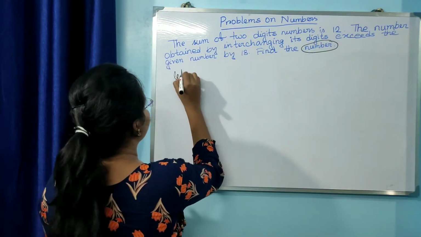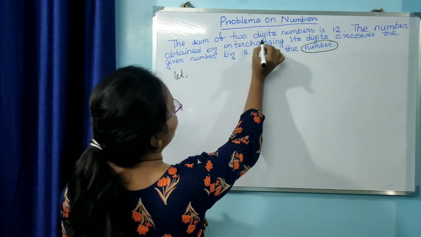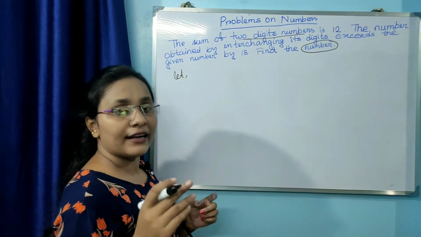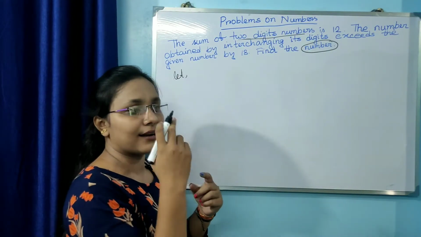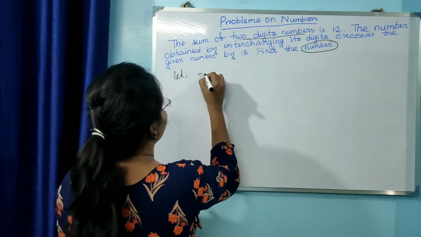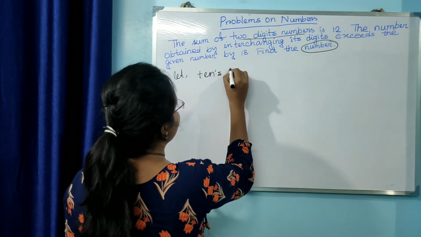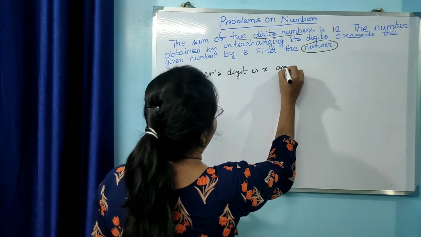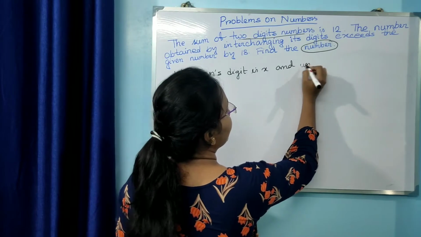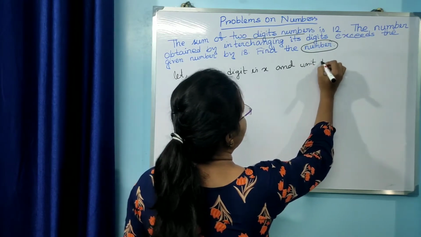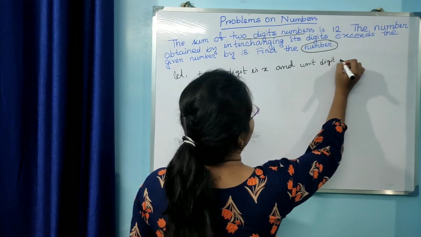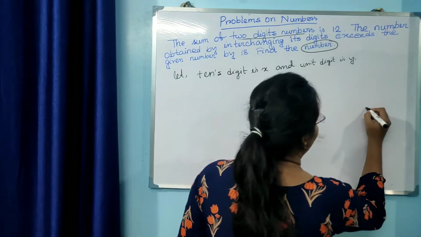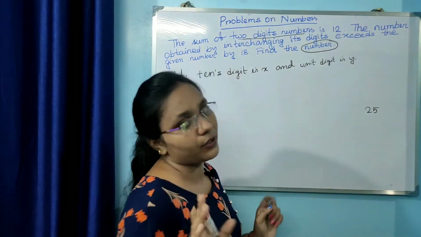So let the number be a two-digit number, so we find two digits, one is the unit digit and the other is the tens digit. So let the tens digit be x and the unit digit be y. And now just imagine if the number is 25. You have a number 25.